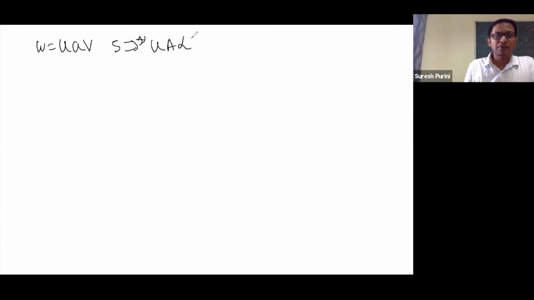Now let's look at the problem that we are trying to address in the context of LL(1) parsing. We have the string W equal to UAV, and in the process of derivation, we made progress thus far. In terms of parse tree, the parse tree looks like this.